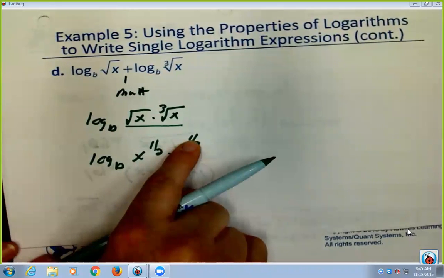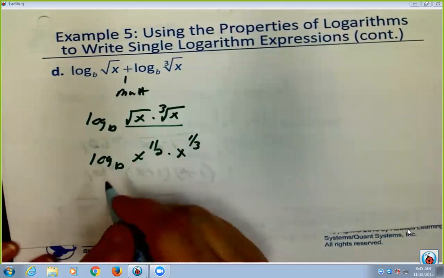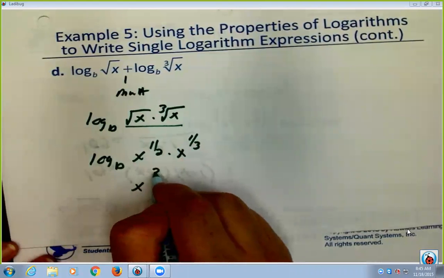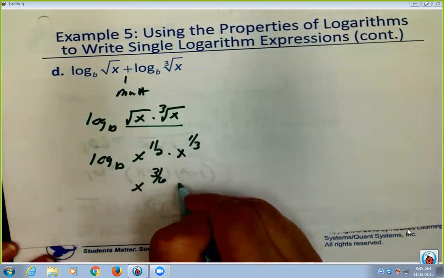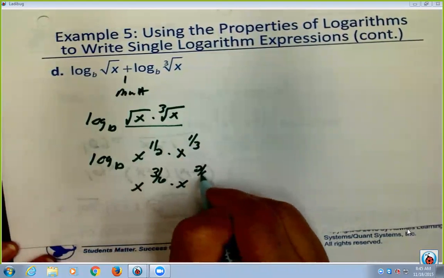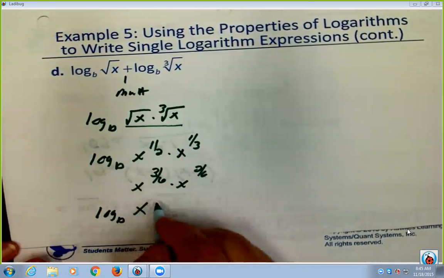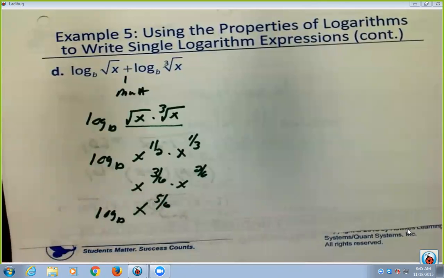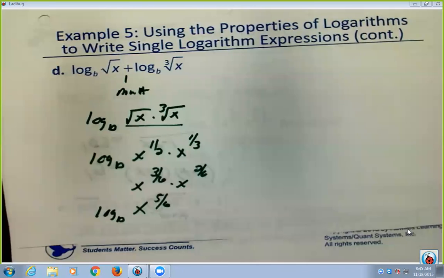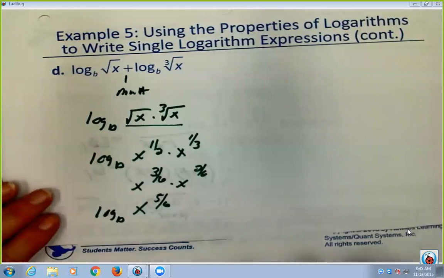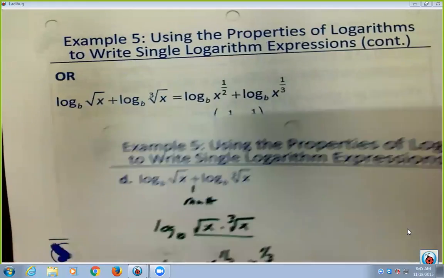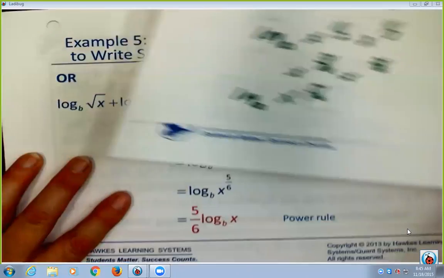We come up with a common denominator of 6. So you would have x to the 3/6 times x to the 2/6, or end up with log b of x to the 5/6. But I don't think they make you do that. I think they let you stay here. Again, they may let you do the other way too, so I don't know. Here's the explanation. I guess they do.